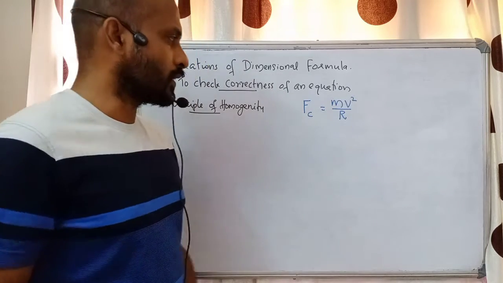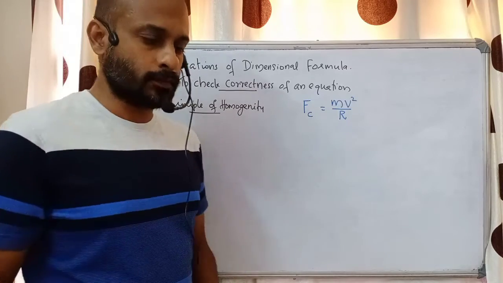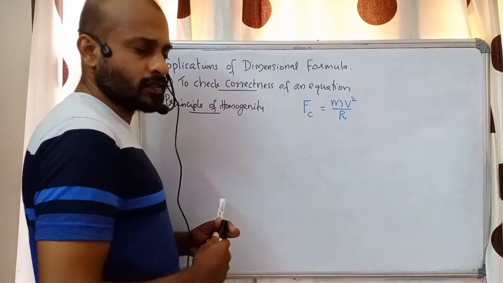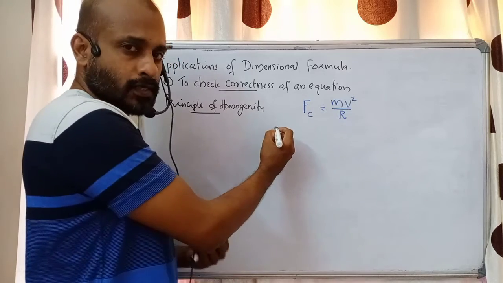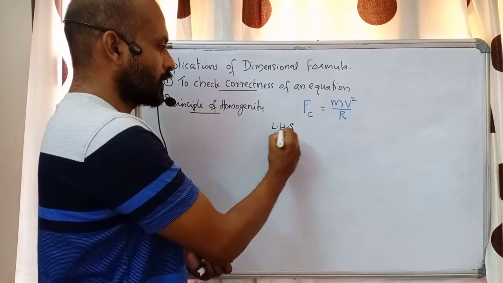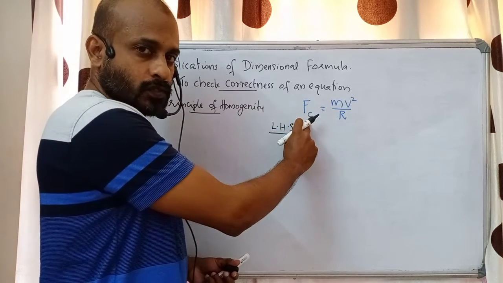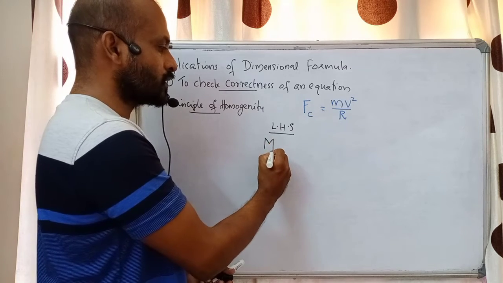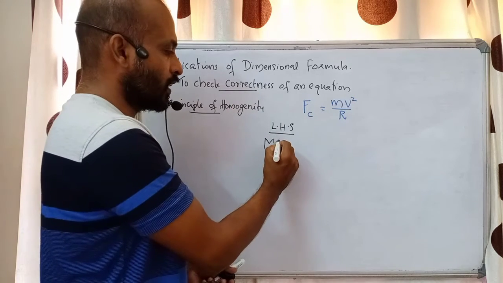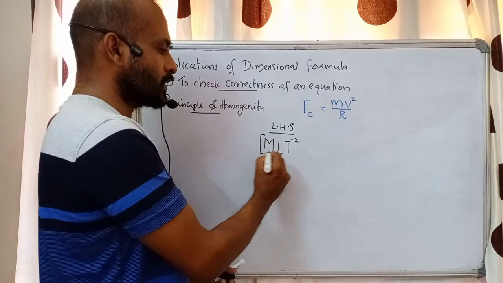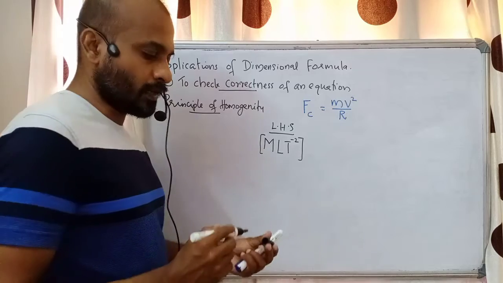Okay, now we can check whether this equation is correct or not. So first we will write the dimension formula of the force. We have seen the dimension formula of force. Force is equal to mass into acceleration. So LHS means centripetal force. What is the dimension formula of force? Mass into acceleration. Mass is M, then acceleration has dimension formula L t raised to minus 2. So LHS has the dimension formula M L t raised to minus 2.